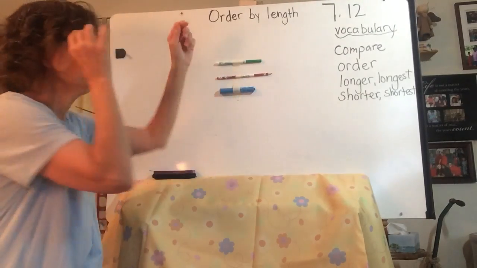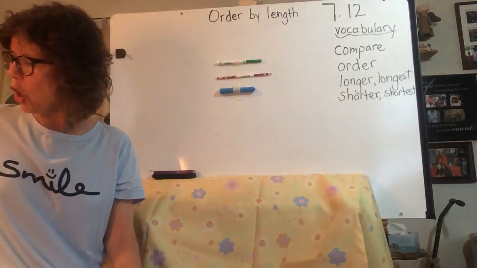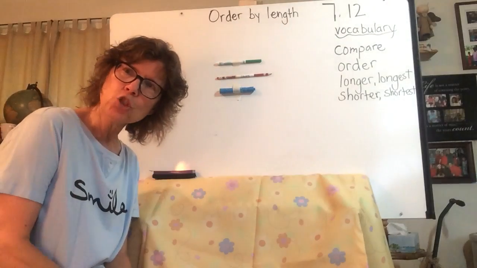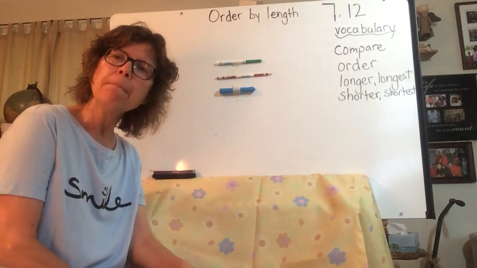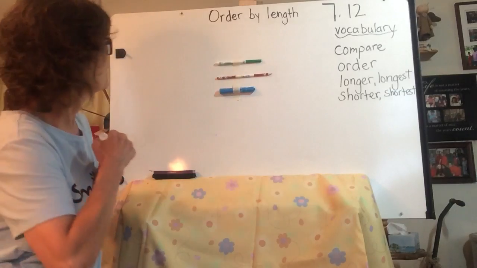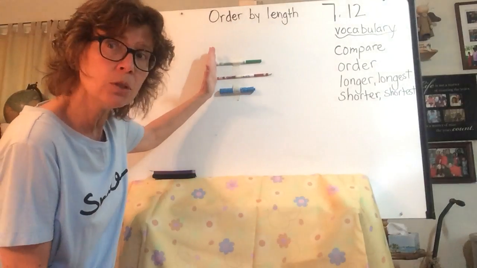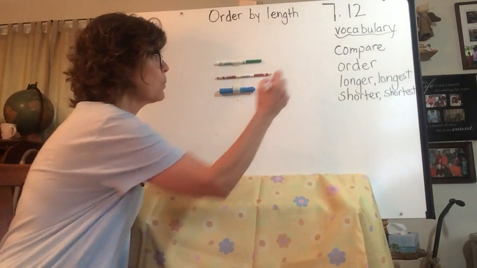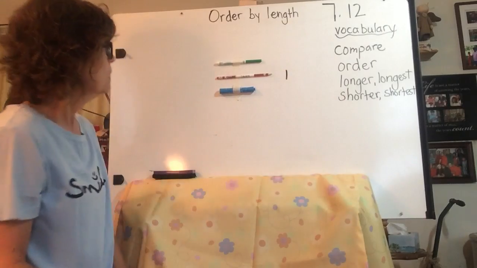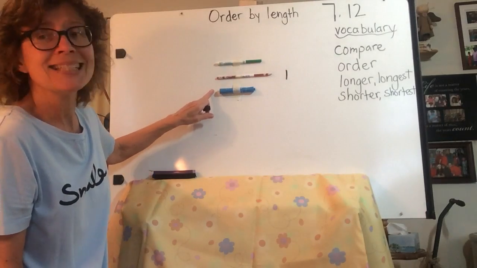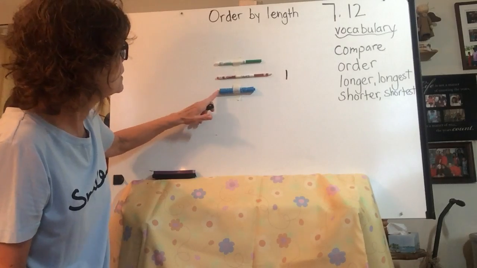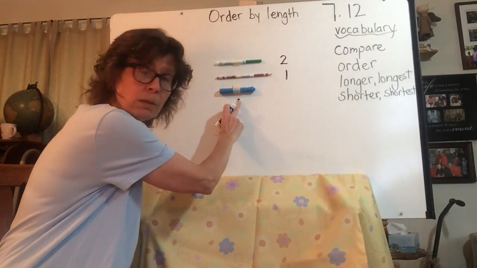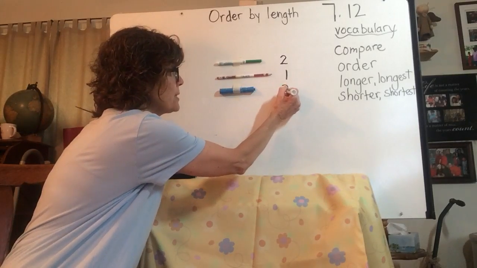All right, now if I was going to number these from longest to shortest, sorry, I'm looking, there we go. From longest to shortest, I'm going to put a number 1 by the longest. I'm looking and I'm comparing them. They're all lined up. Which one is the longest? I'm going to put a number 1. It's the colored pencil. Ooh, which is the second longest? This would be the second longest. And then the blue marker is the shortest.